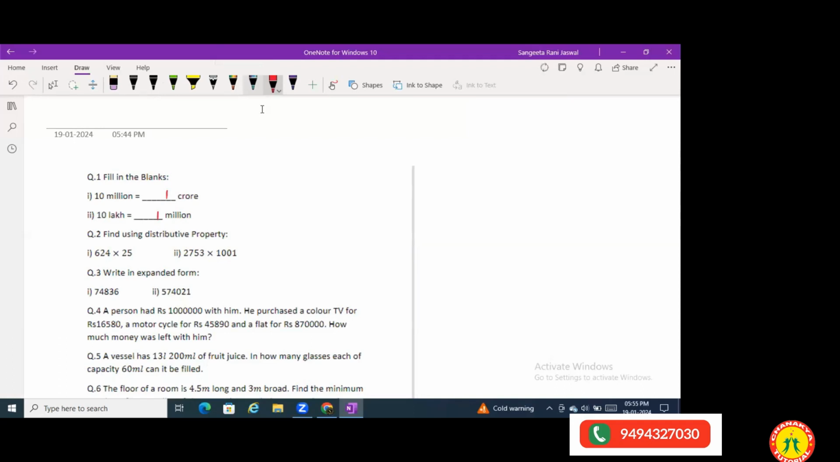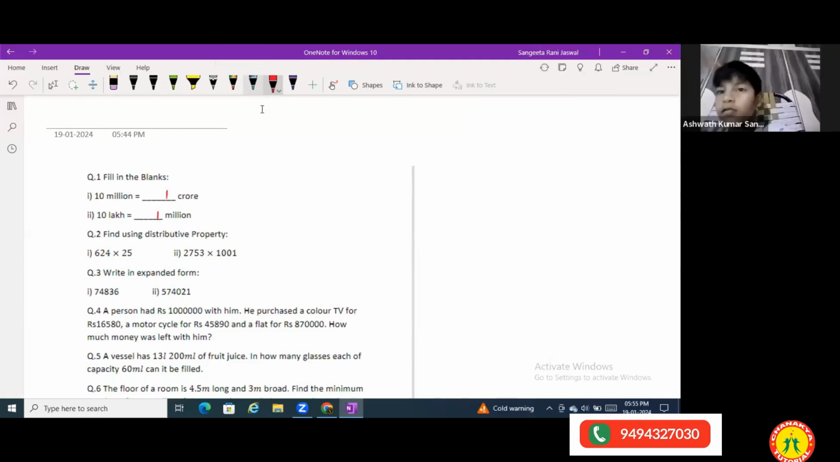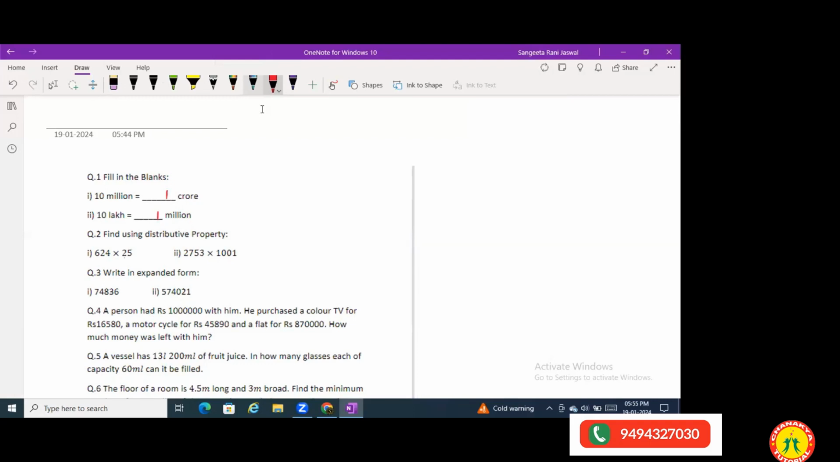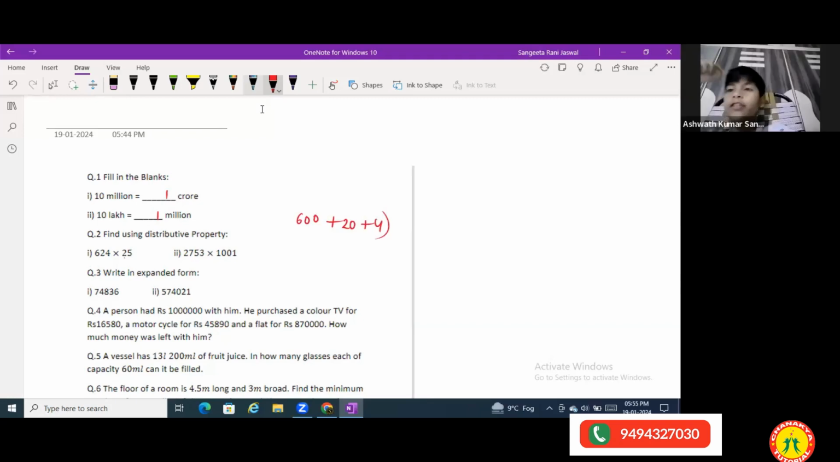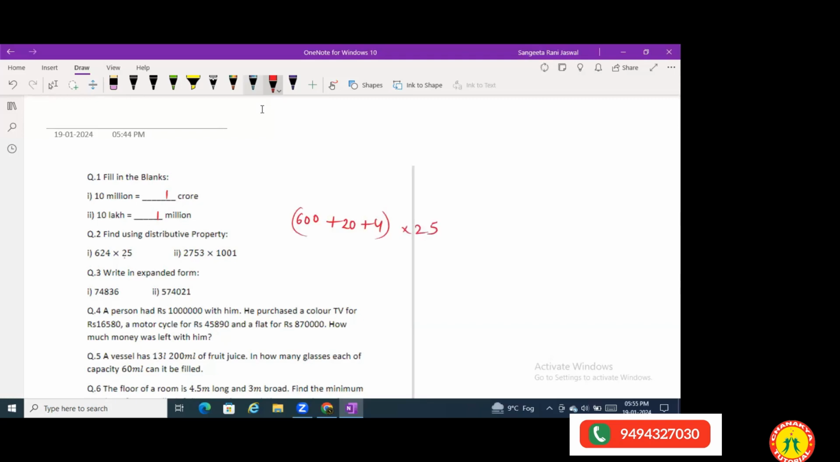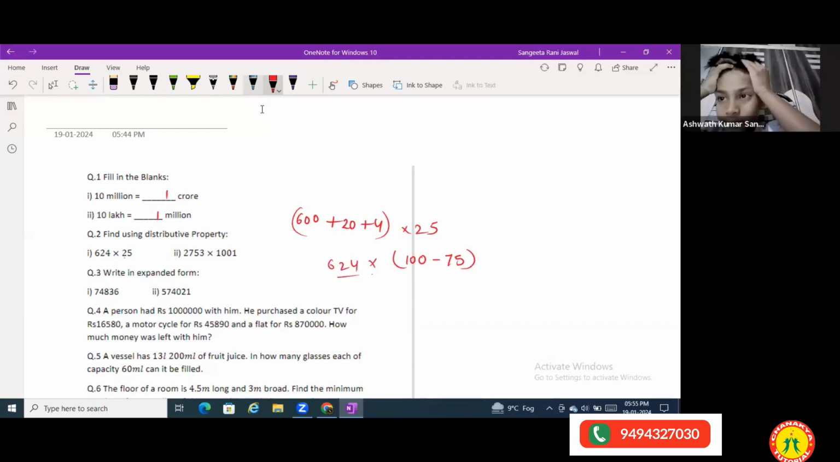Find using the distributive property. Now distributive property 624 into 25. Either you could split 25 or you could split 624. Some of you have done it like 600 plus 20 plus 4, that is also correct. And if you do 100 minus 75, that way also you can do. Either you can split this or the other number, whichever you find easy.